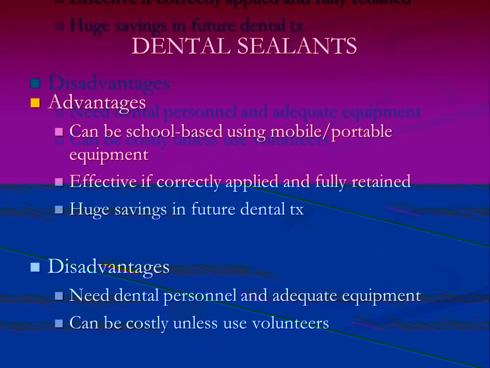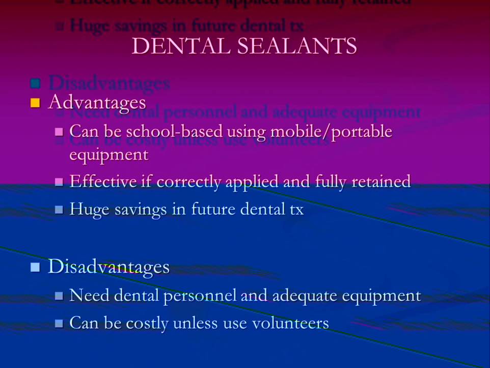So advantages, it's school-based and you can use mobile and portable equipment. They're super effective if they're applied correctly and they're fully retained. They don't pop out. What we know is that through the CDC, they published that children that are aged 6 to 11 without sealants have almost 3 times more cavities on their first molar than children with sealants. We also know that this is a very effective intervention, but it's underused, obviously, and less than half of the children that are age 6 to 11 have dental sealants. And whenever you're looking at particular groups within the children in that age range, low-income kiddos are 15% less likely to get sealants and twice as likely to have untreated cavities, which we saw in our epidemiology lecture.